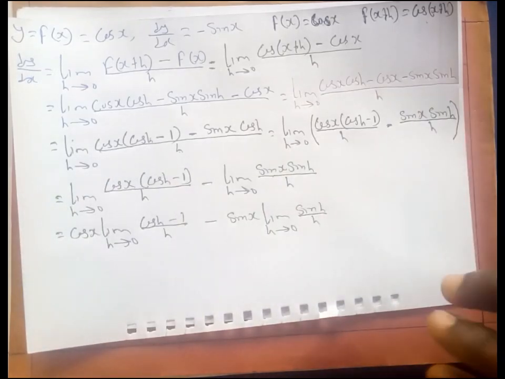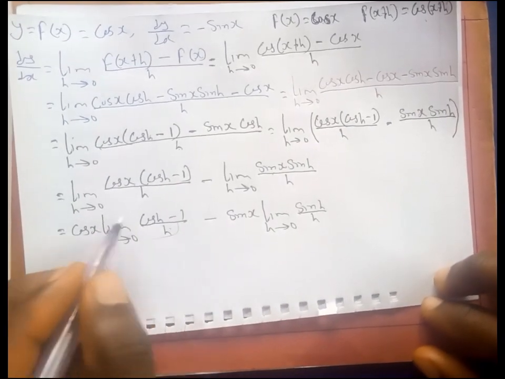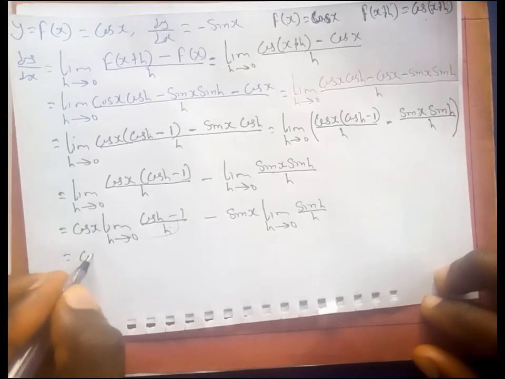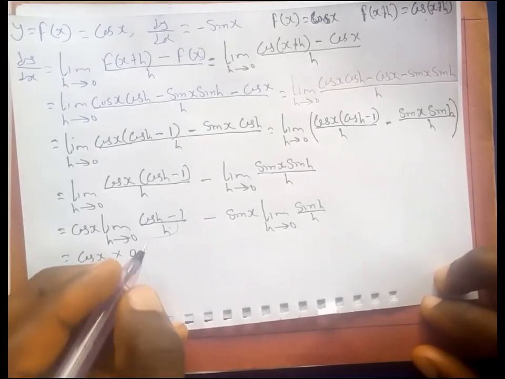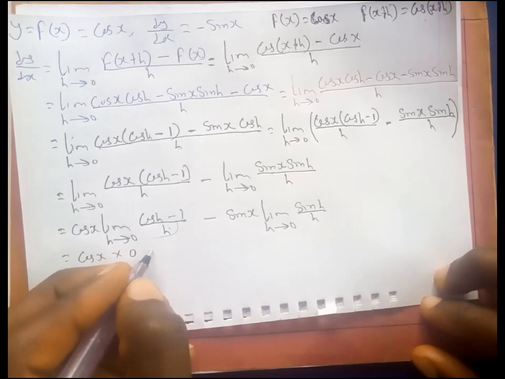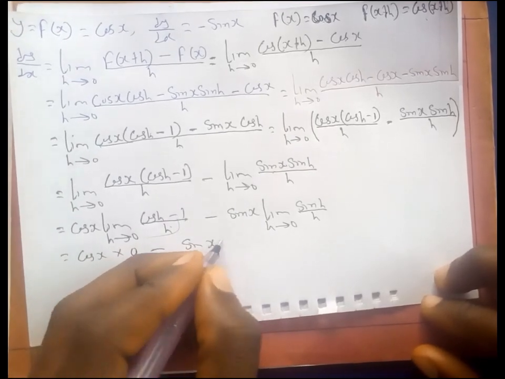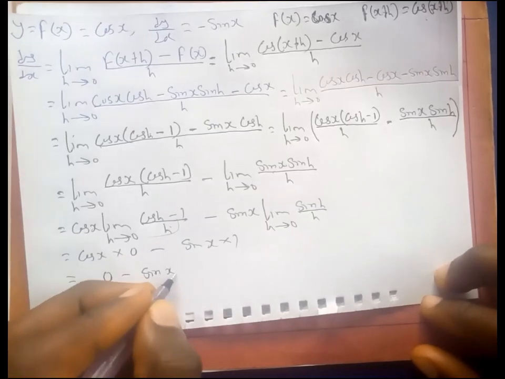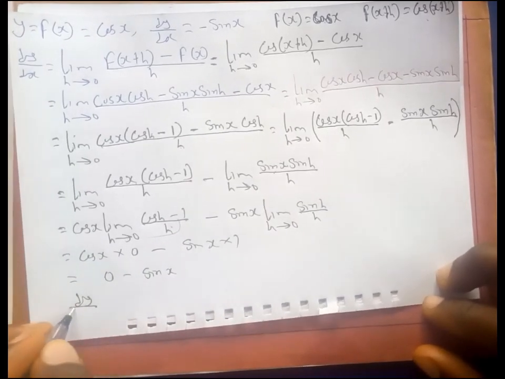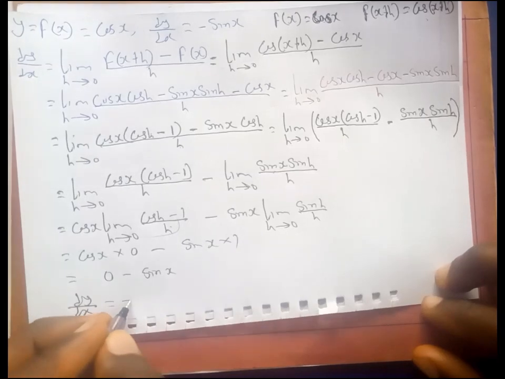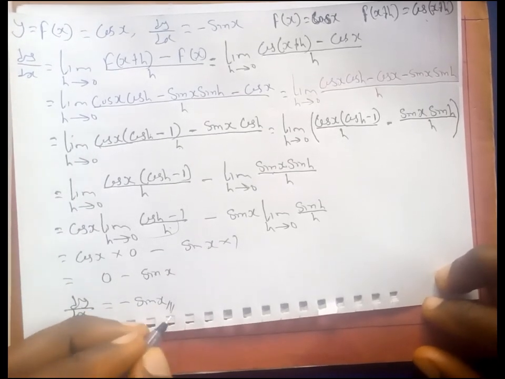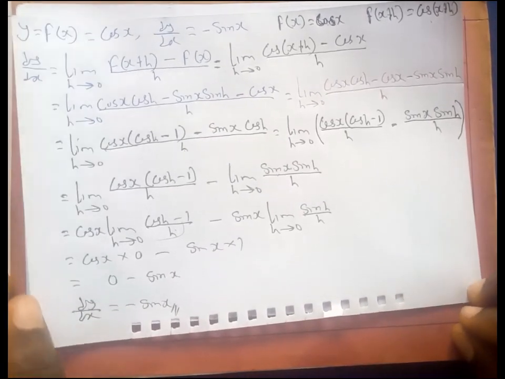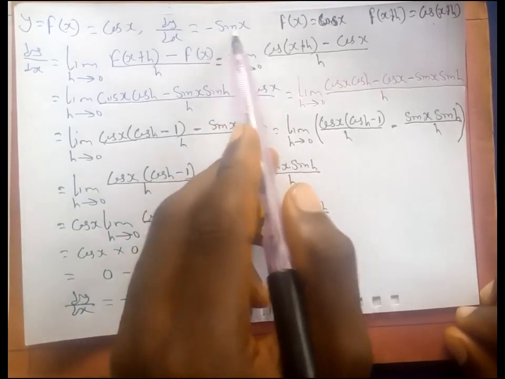So if that is the case, then this entire expression becomes 0, and we have cosine x multiplied by 0, and this also becomes 1. We have minus sine x multiplied by 1. And finally, we have 0 minus sine x. And at the end of the day, we have dy/dx equal to negative sine x. And this is how the derivative of cosine x is equal to negative sine x.